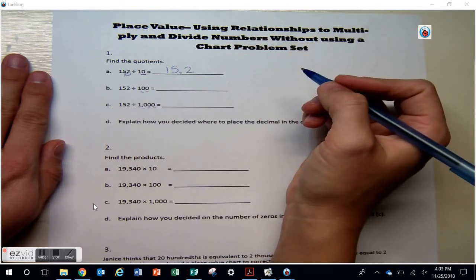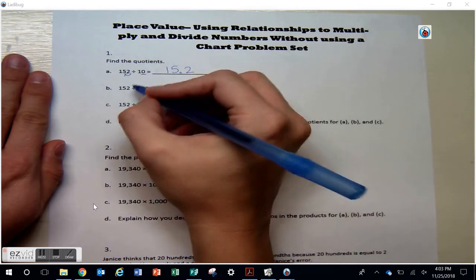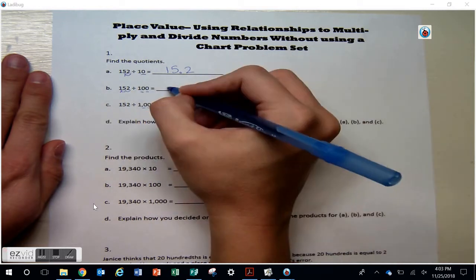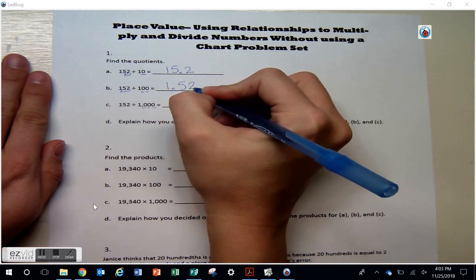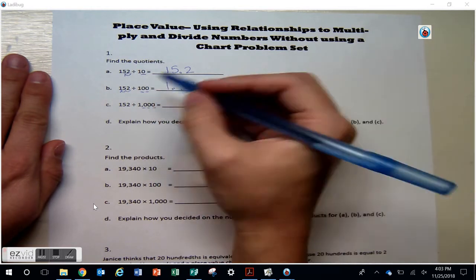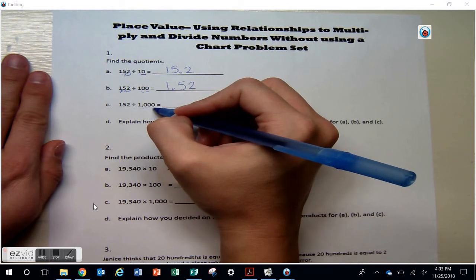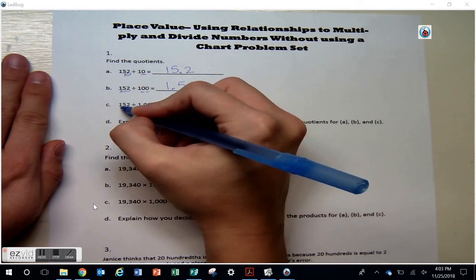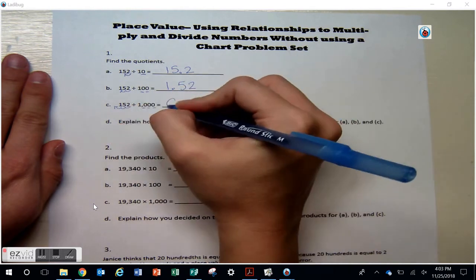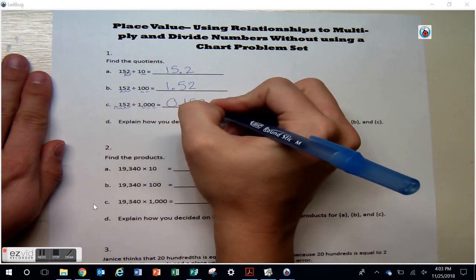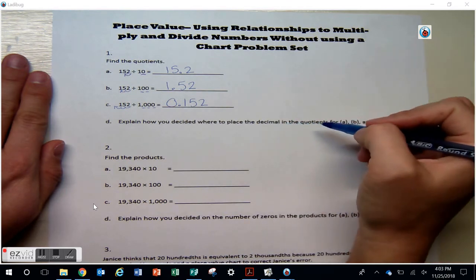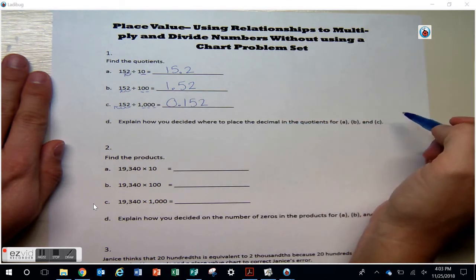Here I'm going to move it smaller, two place values, because I'm dividing by 100, and I'd get 1 and 52 hundredths. Here I'm going to divide by 1,000, moving my place value 1, 2, 3 and making it smaller, getting 152 thousandths. Explain why you decided where to place the decimal in the quotients for A, B, and C.